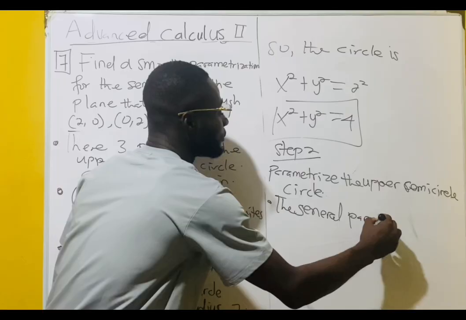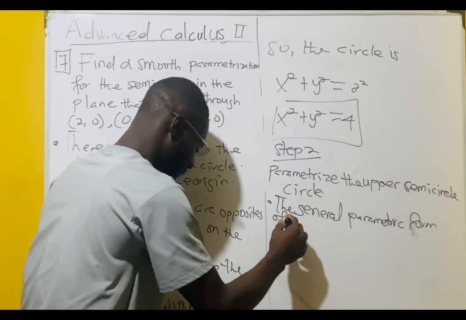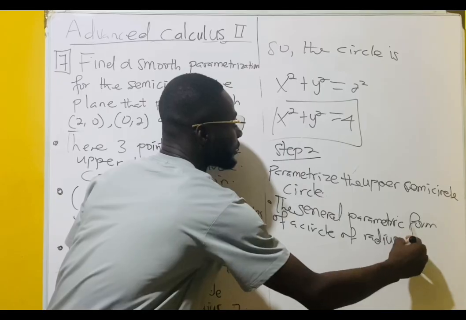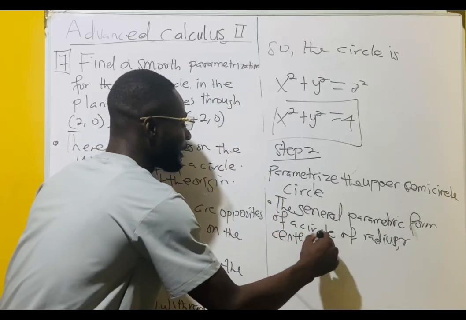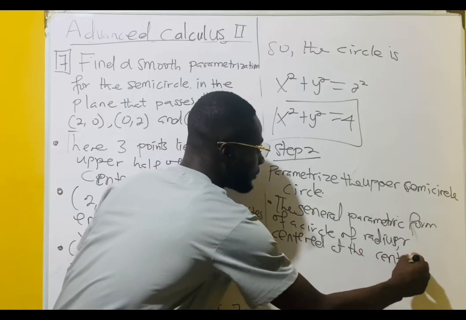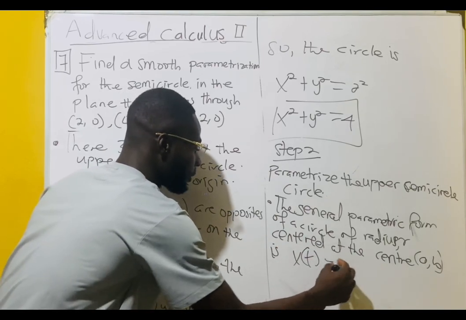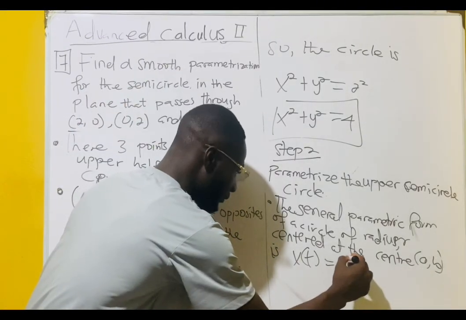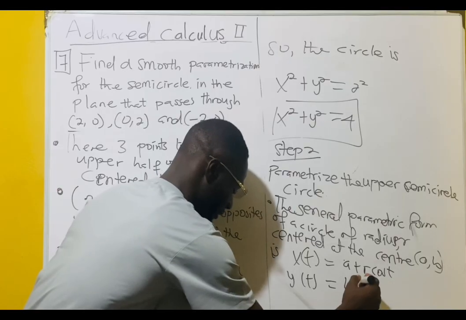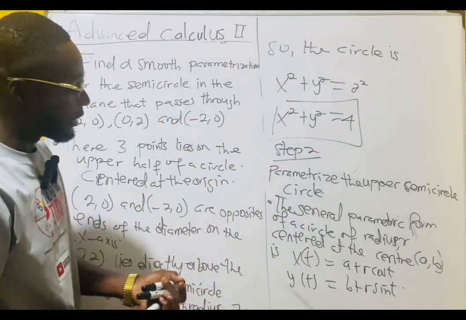The general parametric form of a circle of radius r centered at the center (a, b) is x of t equals a plus r cos t, and y of t equals b plus r sine t, right?